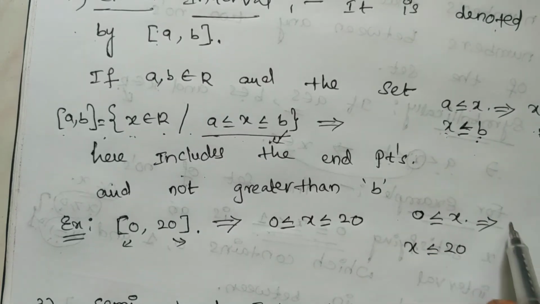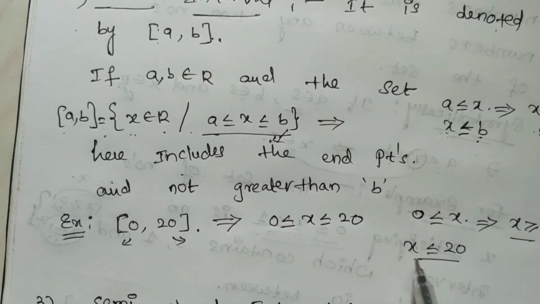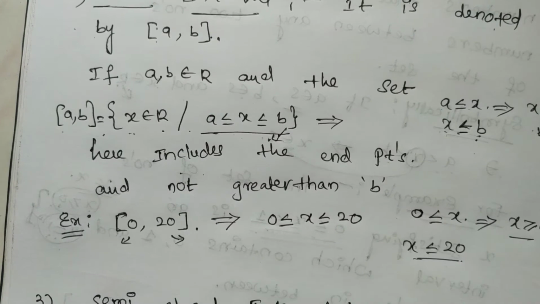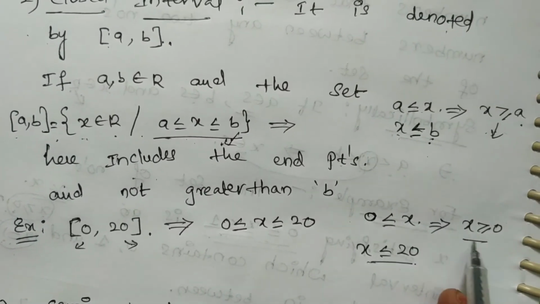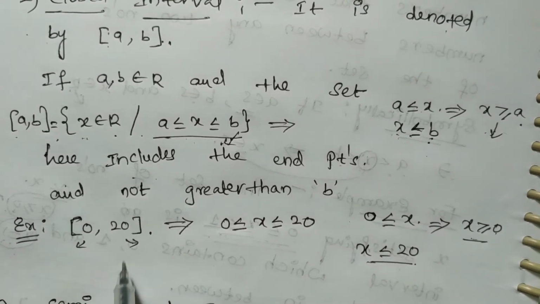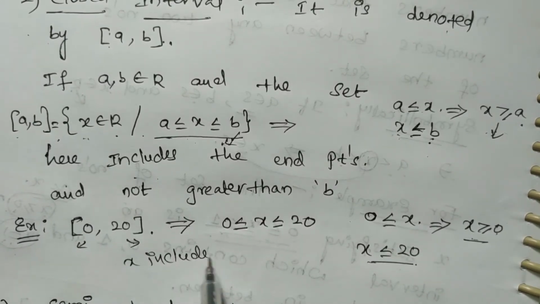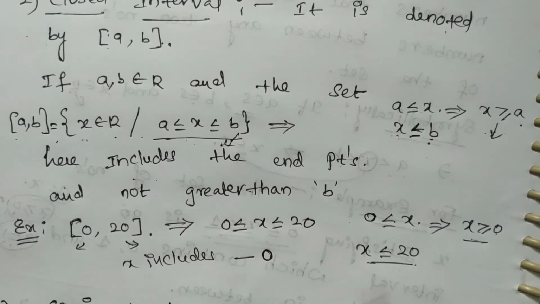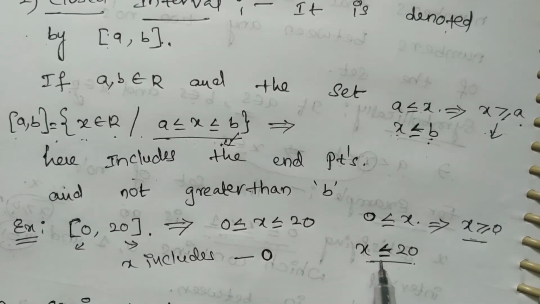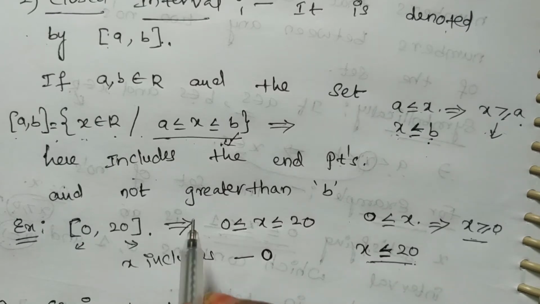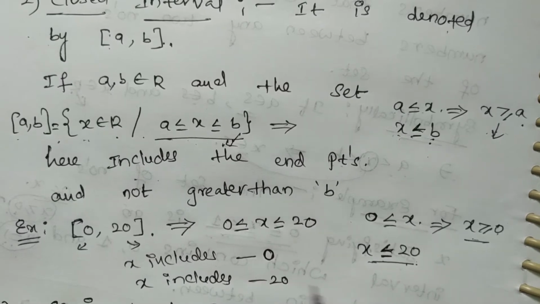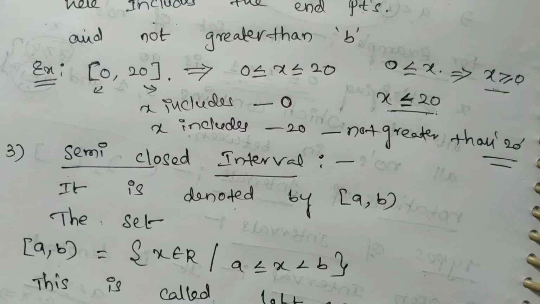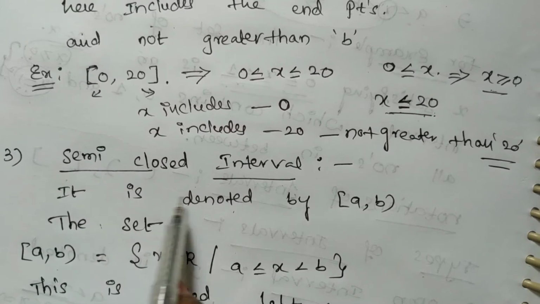So here 0 less than or equal to x means x is greater than or equal to 0 and x is less than or equal to 20. So x includes 0, and x less than or equal to 20 means x includes 20 also, but not greater than 20. But the next one is the semi-closed interval.